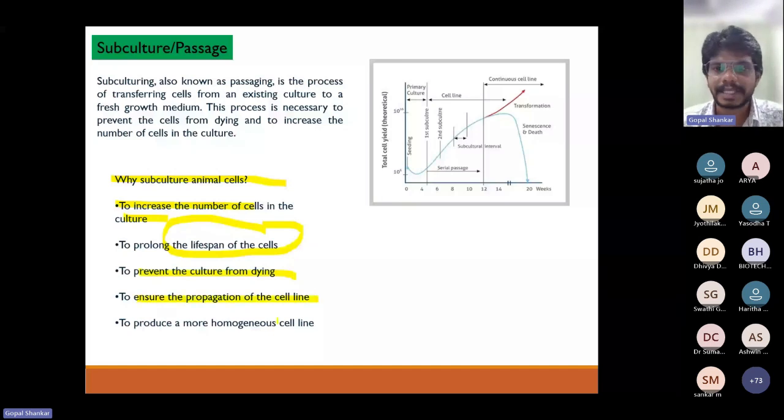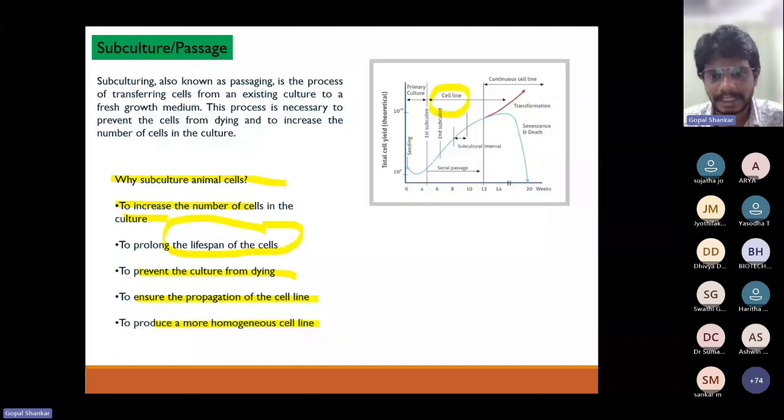So this is the basic growth curve. You see here, this is the total cell yield, and this is your timeline. And this is the point where it's seeded. Immediately after the first phase, which is the log phase, you go for subculture, which is called primary subculture. After this first subculture, again, you go for the second subculture. And you see that the growth curve goes on. And at this point, the cells have to be in the secondary culture.